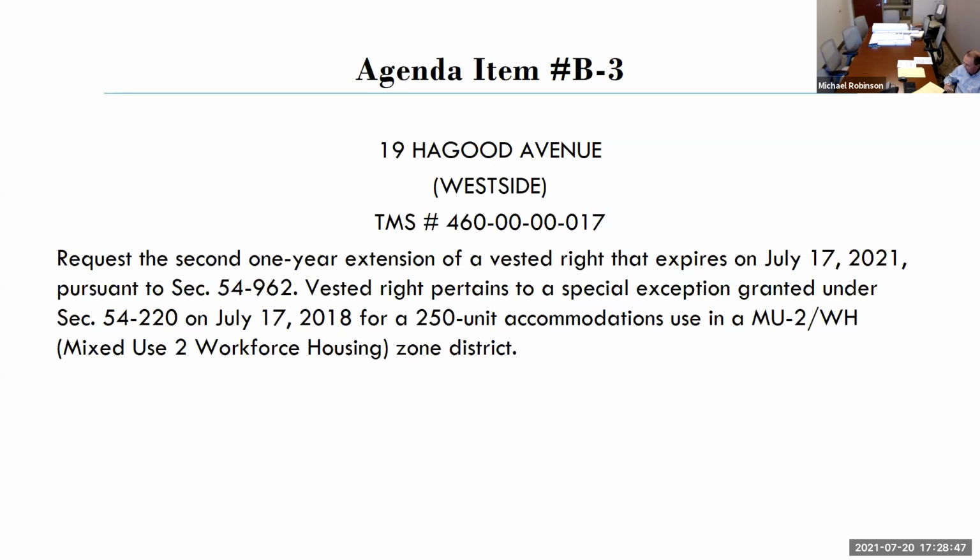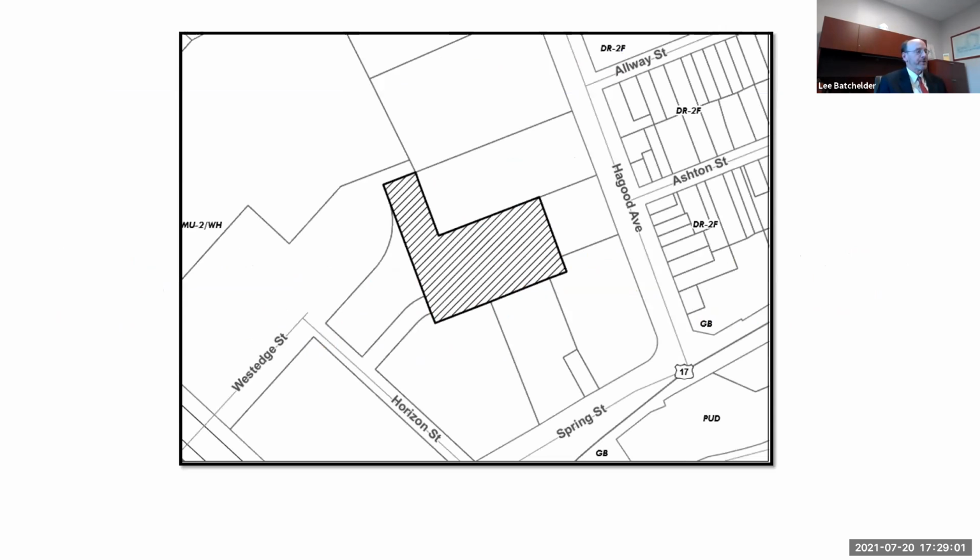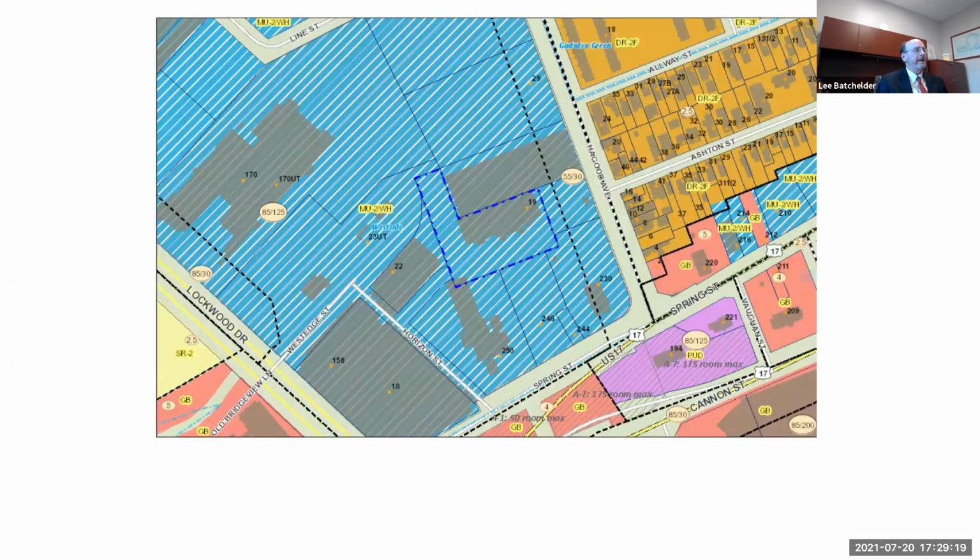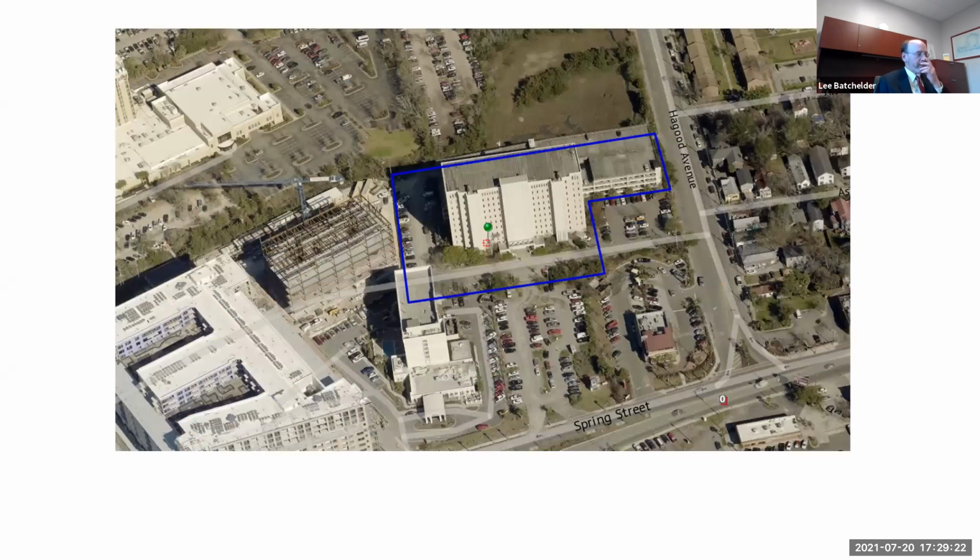Mr. Batchelder. So again, we've got a vested right that expired on July 17th. However, the application to extend this vested right was submitted to the city on June 11th. And so we view that as in process. And this is a request to extend an unexpired vested right. And the property is just north of Spring Street off Haygood. And this is a view of the property, just to refresh your memory. And this is the copy of the board's approval of the last one-year extension back in June of last year. So we recommend approval of this extension.